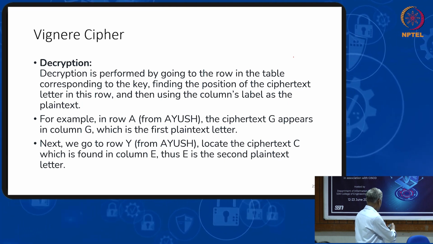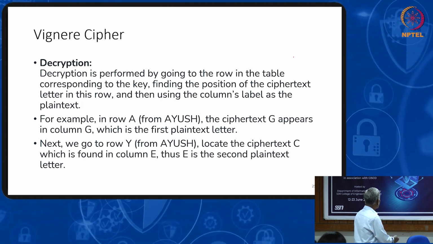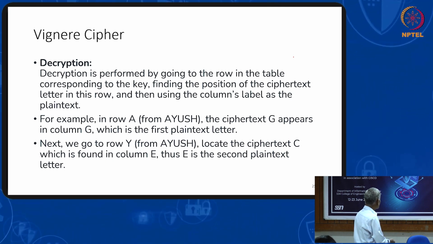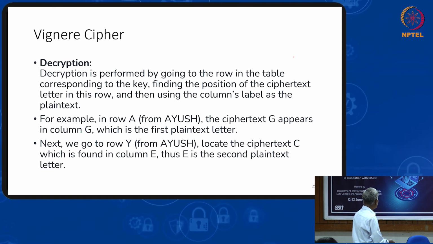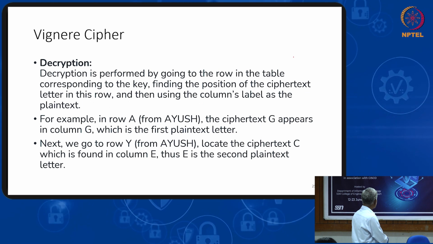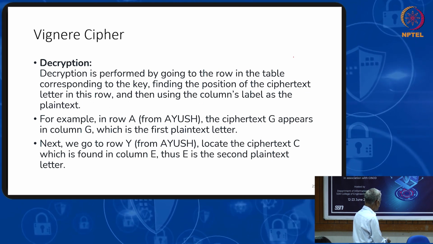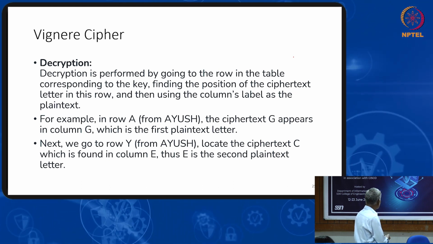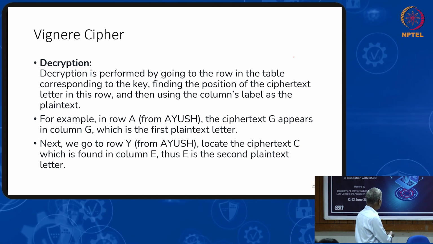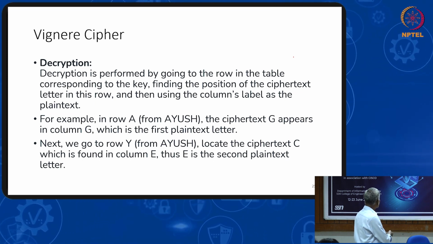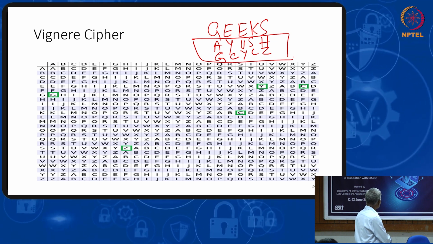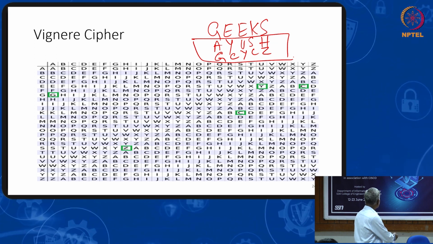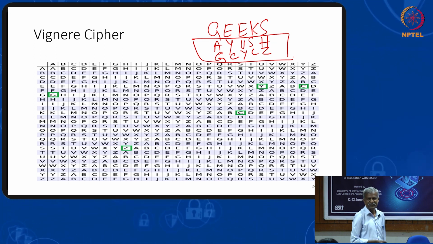You see the last line, row Y, and locate the ciphertext C, which is found in the column E. So the C E is the second. For decrypting, we go to row Y, locate the ciphertext C. So we have to see row Y, we have to search for C. Search for C, it is available in E. So E, this is the method of it.